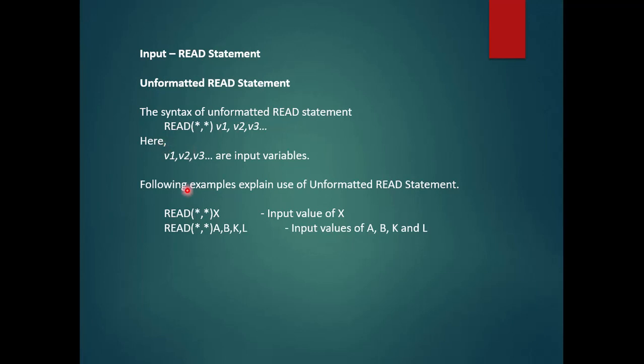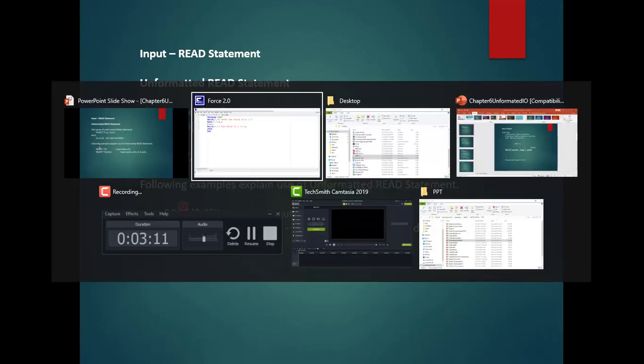If we look at an example of it, read star comma star, because we have not mentioned anything related to where and how, and you mention here x. So input the value of x. Then read star comma star a, b, k, and l, so you have to input the values of a, b, k, and l. Whatever the variables in the program are, this is how you need to go ahead. Now let us check a program related to the unformatted read statement.